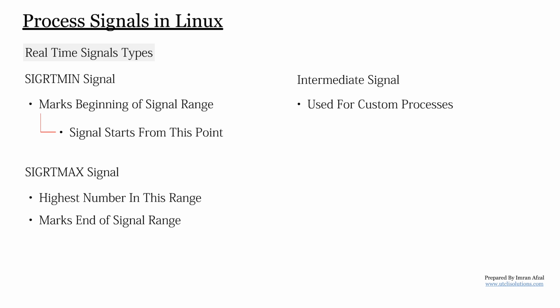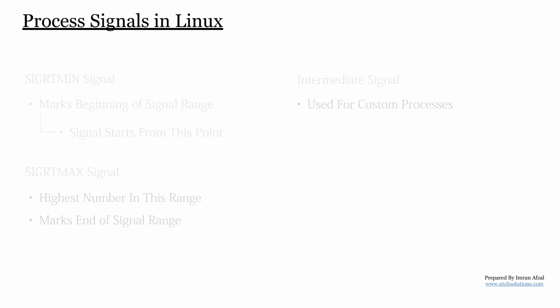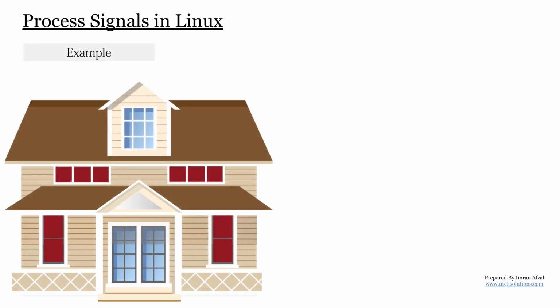These signals allow running programs to send specific messages or data to each other. All right, let's understand this with a real-life example. Imagine a smart home system with different devices like lights, air conditioners, and security cameras.